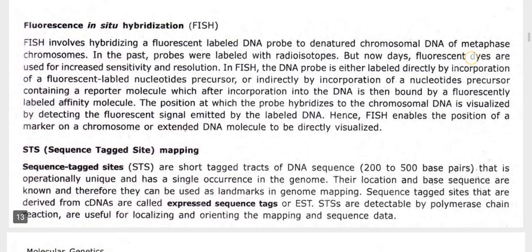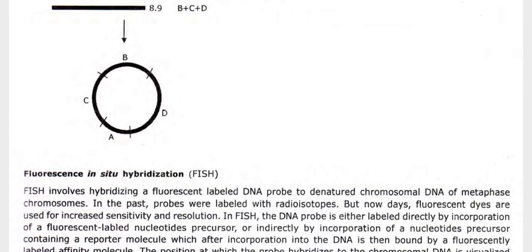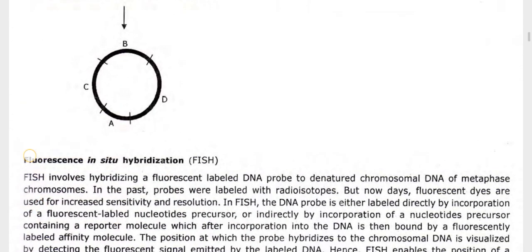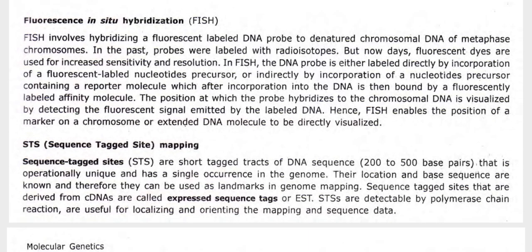So the next technique is fluorescence in situ hybridization. Just look at this figure. This is how it creates. Fluorescence in situ hybridization involves hybridizing a fluorescent labeled DNA probe to denatured chromosomal DNA of a metaphase chromosome. In the past, probes were labeled with radioisotopes, but nowadays fluorescent dyes are used for increased sensitivity and resolution.